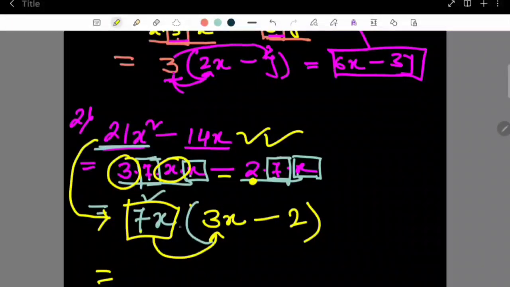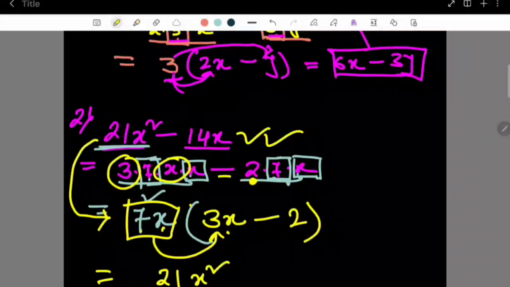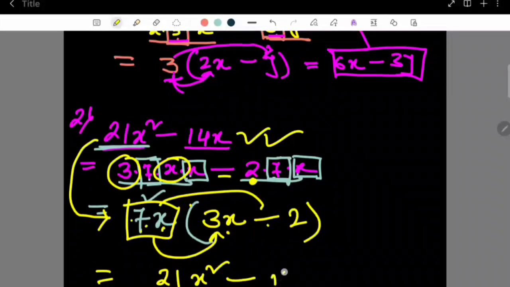So if we multiply this 7 into 3, 7 into 3 is 21. x into x, this x and this x, it will give you x square. And here this with this, here plus, here minus, so minus 7 into 2, 14x. So this is only factorization. If you take something common and multiply again, you will get back the correct or the given terms.